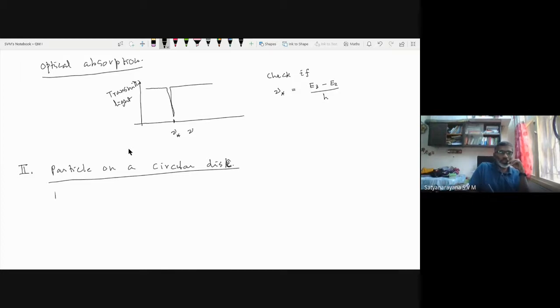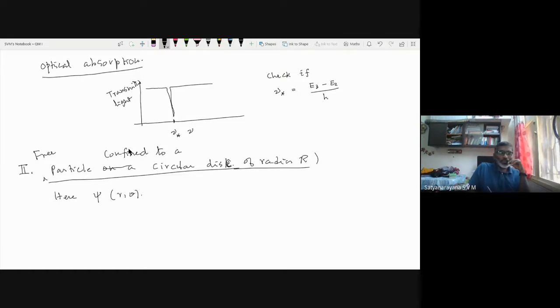Here, a disk, let's say of radius r, and it is a free particle. The particle is confined to a circular disk of radius r. So psi actually depends on both r comma theta.